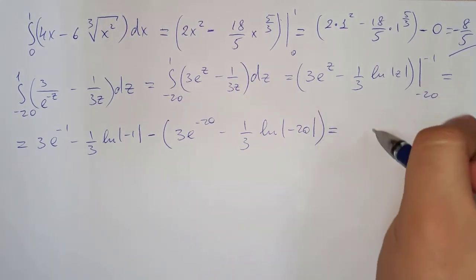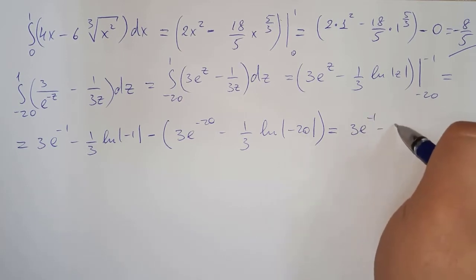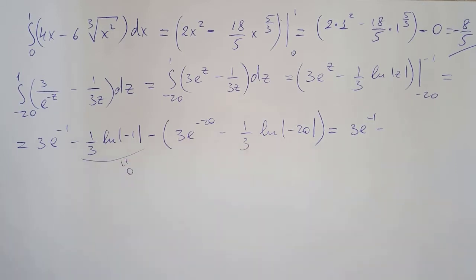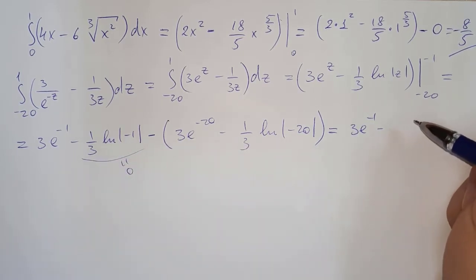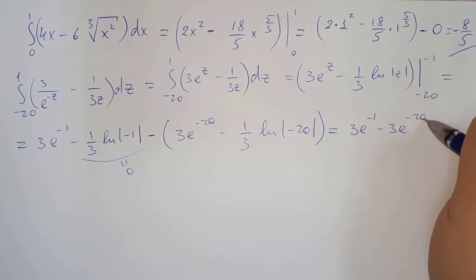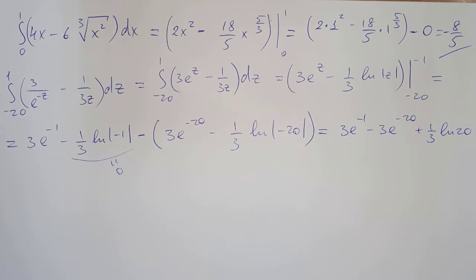Okay, so now we have 3 e to the power of minus 1 minus, so this is 0 now, yeah? It is 0 because the natural logarithm of 1 we will get here. So this is 0. And now the next one is minus 3 e to the power of minus 20. Then now it will be double minus, so we have plus 1 over 3 natural logarithm of 20. This is the answer.